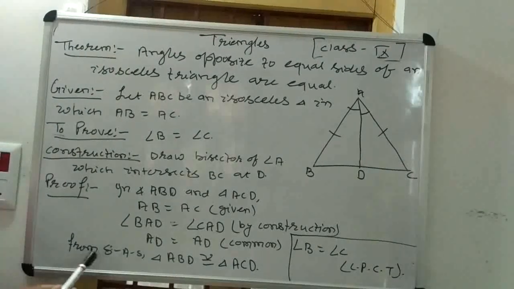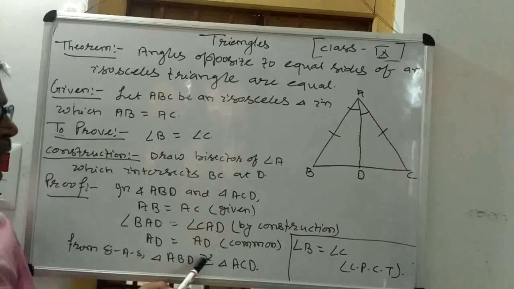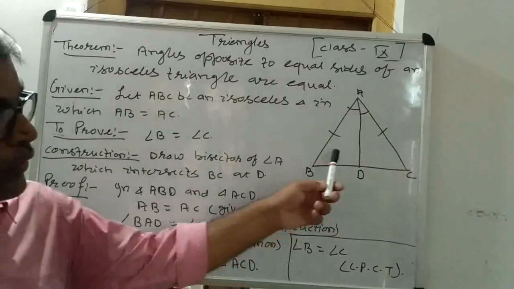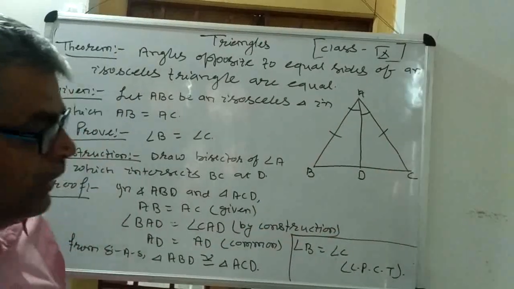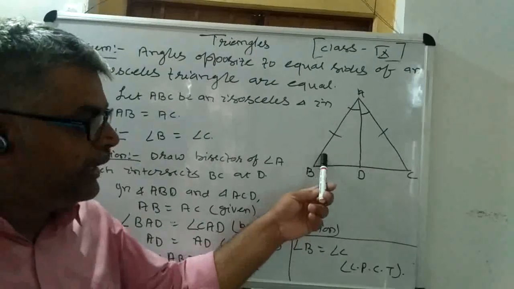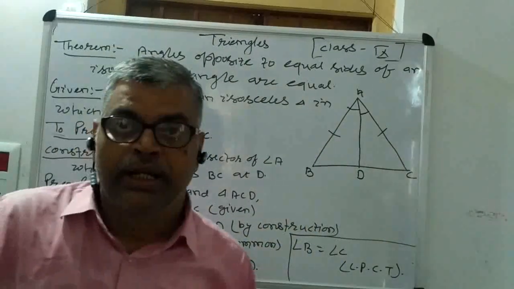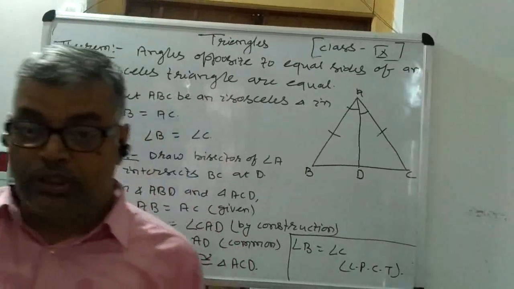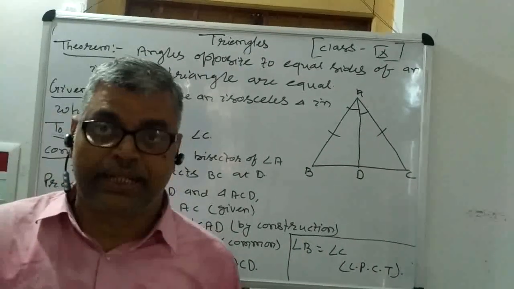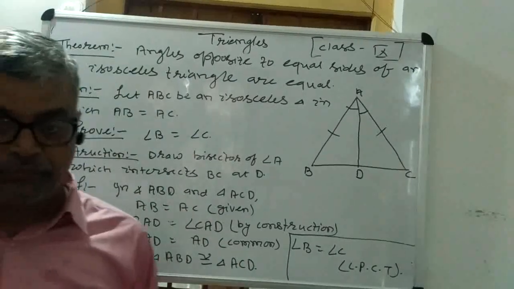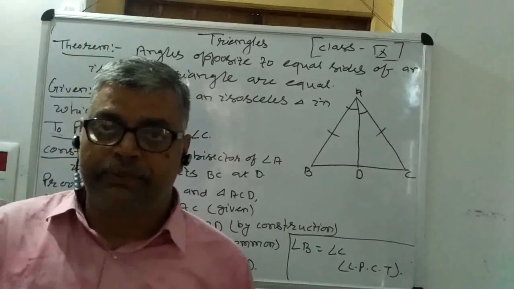So from the SAS condition, we conclude that triangle ABD is congruent to triangle ACD. And when these two triangles become congruent, then from the CPCT property, we have angle B equal to angle C. Hence, the result is proved that the angles opposite to the equal sides of an isosceles triangle are always equal. So in this way, this question has been concluded.